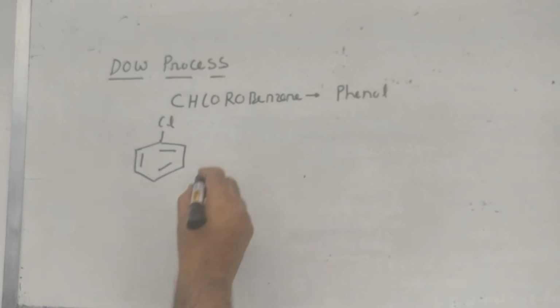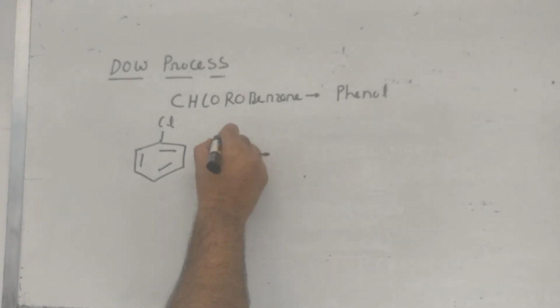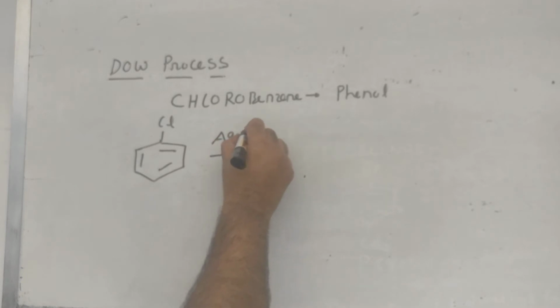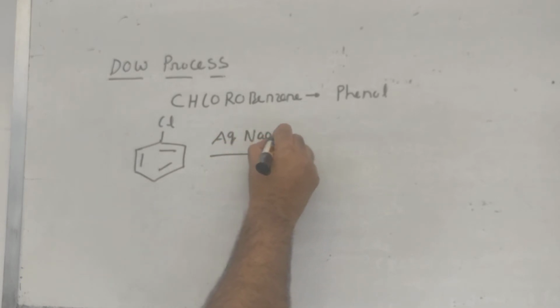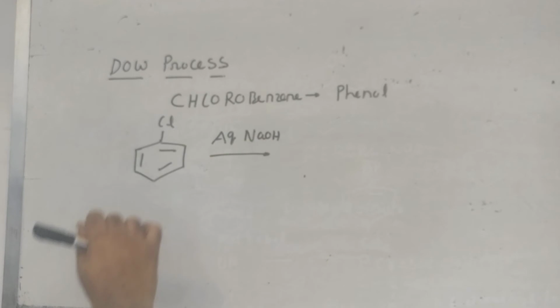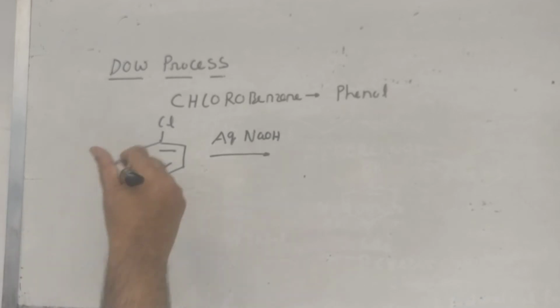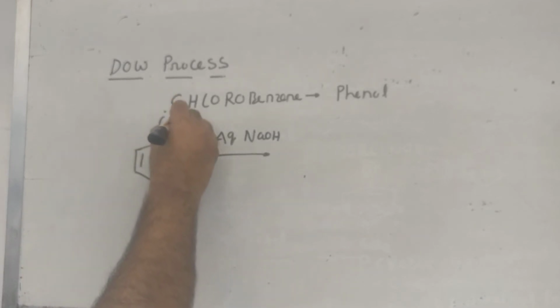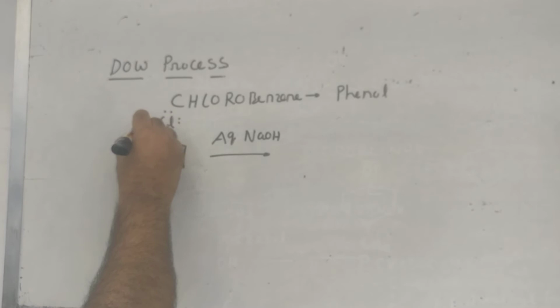So what we do is that we react chlorobenzene with aqueous NaOH. You will find that if you put aqueous NaOH at room temperature, this OH cannot replace Cl. Can you guess why Cl cannot be replaced by OH at room temperature? The reason is very simple.